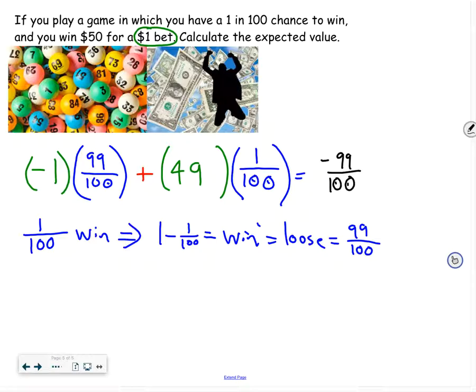plus 49 out of 100. And I see that this is going to be negative 50 out of 100. Remember that this is a negative, so that equals negative 0.5.